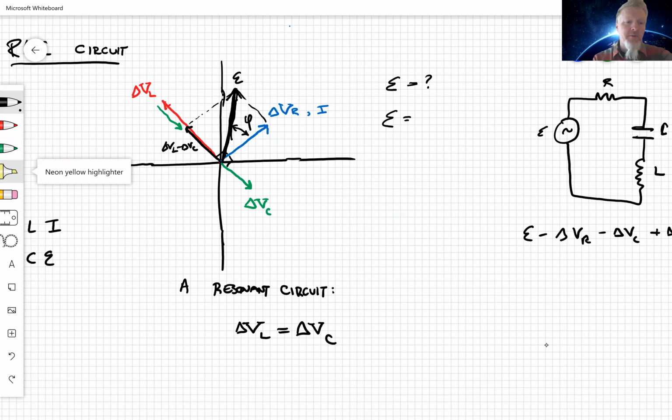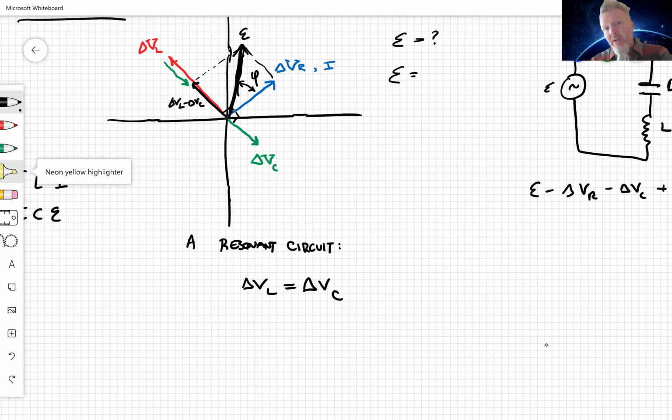I don't want to do peak. Sorry, I'm going to take those bars away. Let's say instantaneous. So they're out of phase. One's pointing one way, one's 180 degrees opposite, but they have the same magnitude. If those vectors are the same size and pointing in opposite directions, what happens to the angle phi right here between the current in the circuit and the voltage of the power source?